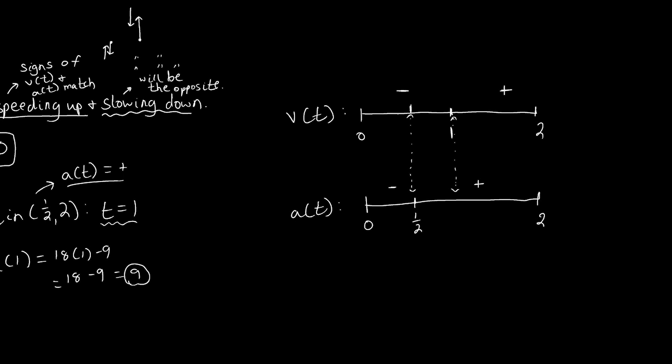So when we're in the interval 0 to 1/2 in acceleration and velocity, our signs match. We see that because from 0 to 1/2 acceleration is always negative, and 0 to 1/2, which is a subinterval of 0 to 1, our velocity is negative here. So from 0 to 1/2, our particle speeds up.